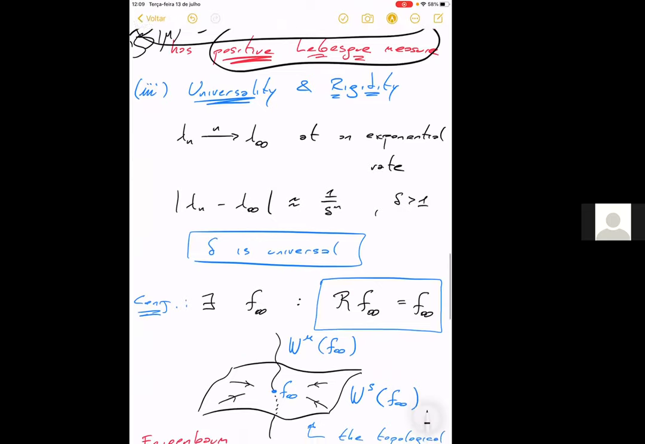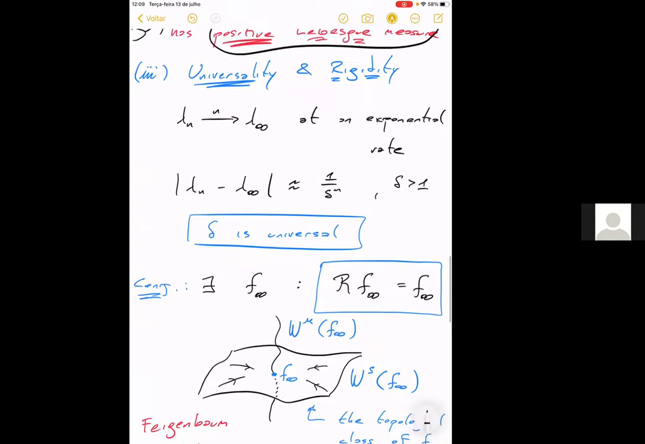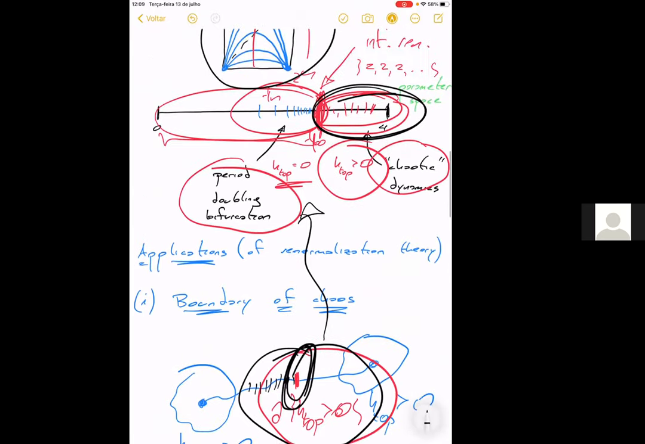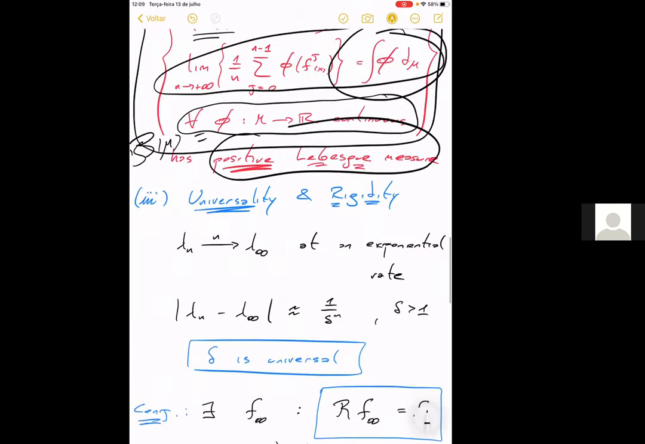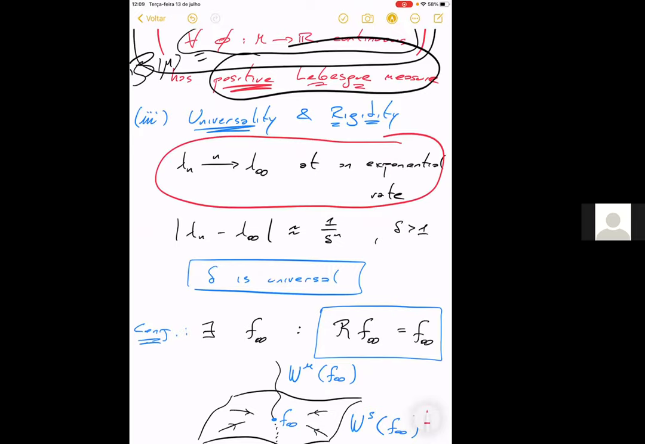Okay, good. So the main application, and the origin of this theory, is what is called universality and rigidity. I was talking about how the cascade of period doubling bifurcations converges to the infinitely renormalizable parameter. And this convergence actually happens at an exponential rate, as is written here.